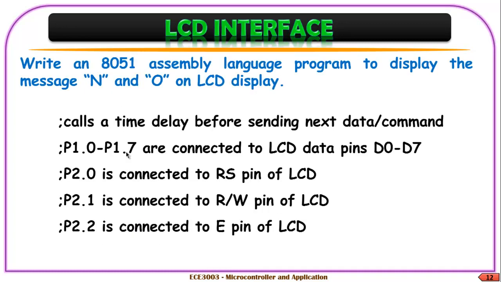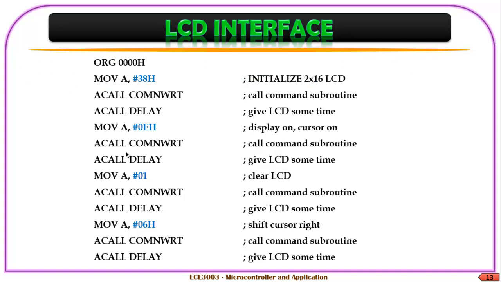As I mentioned, the steps involved in programming an LCD can be separated into three different steps. Step 1, initializing. Step 2, sending a command. Step 3, writing the data onto the data register. So first, we are going to pass the commands for initializing the LCD.